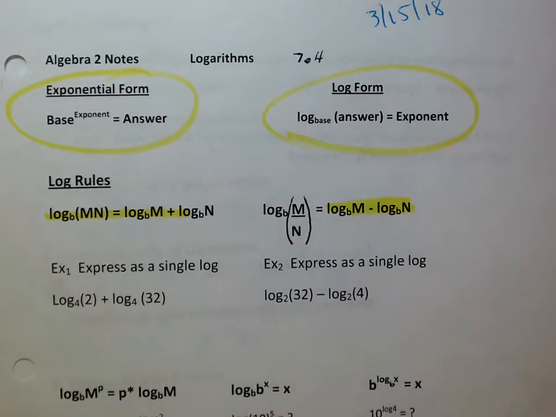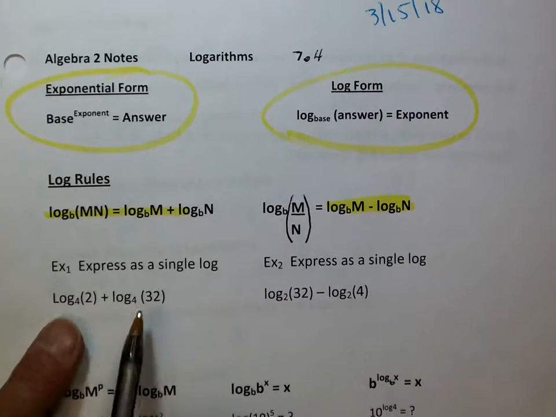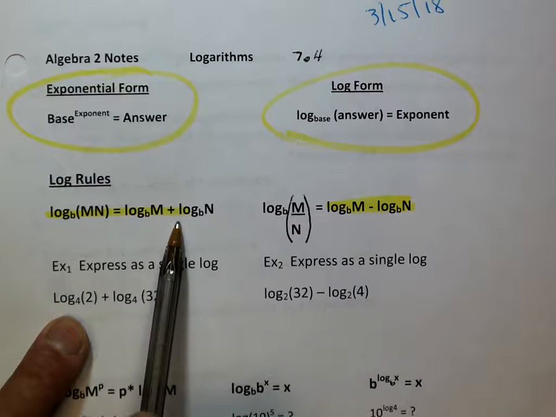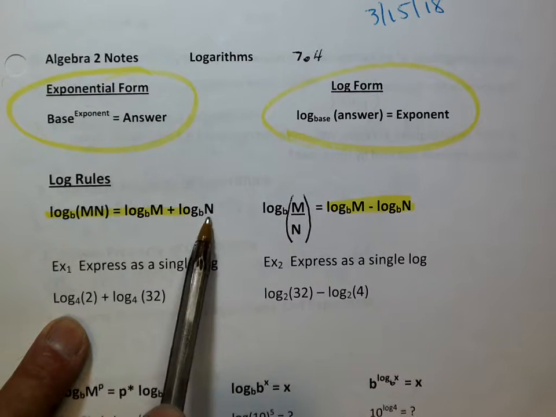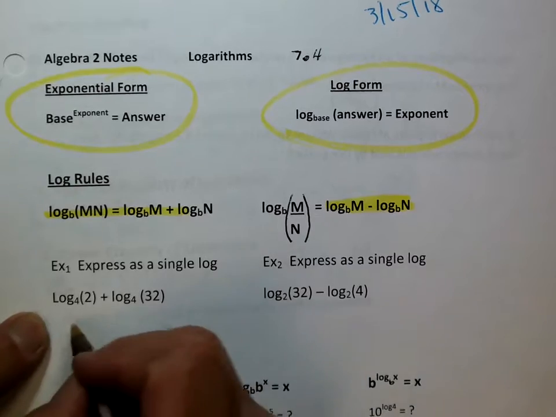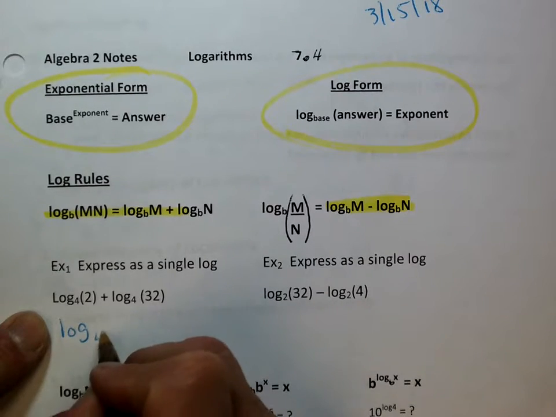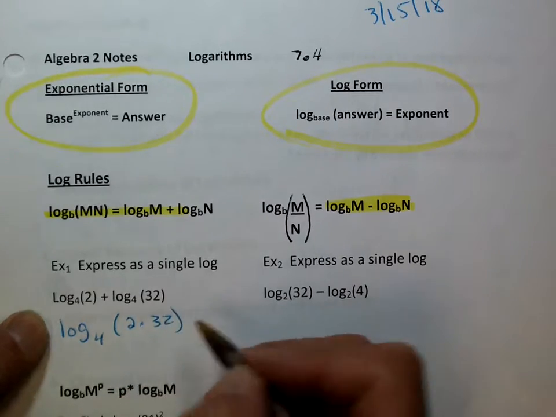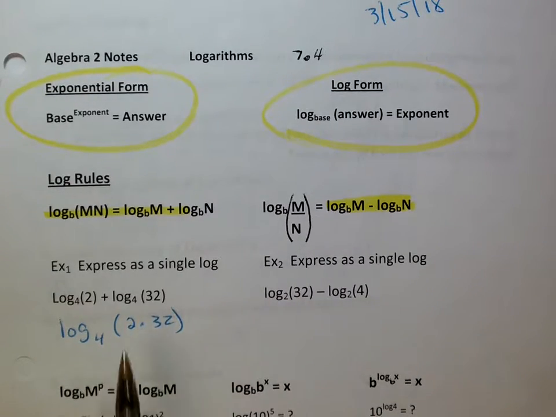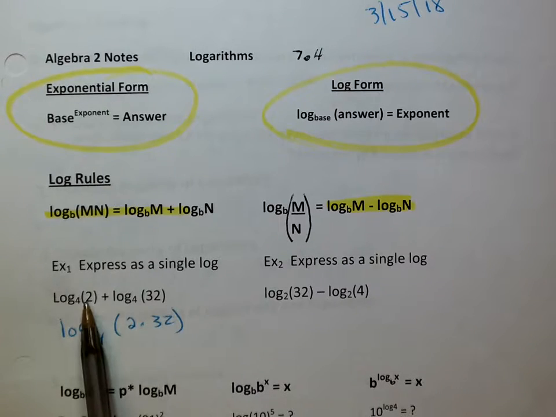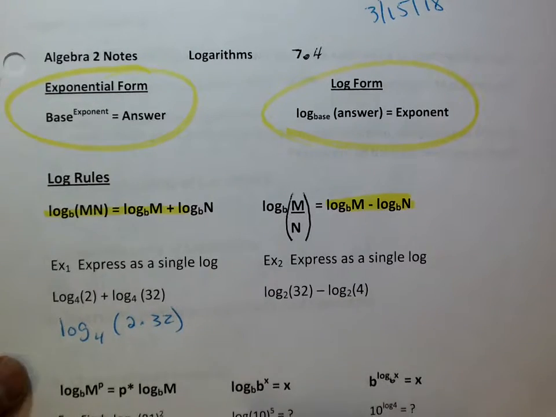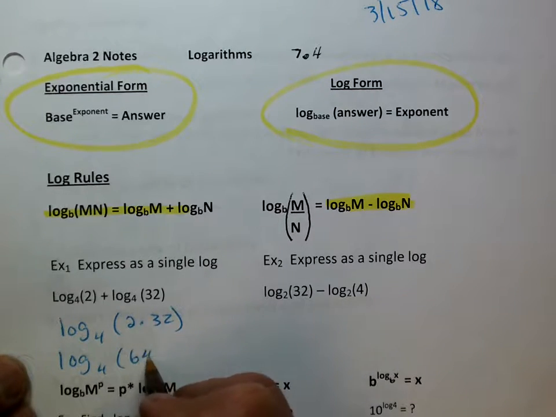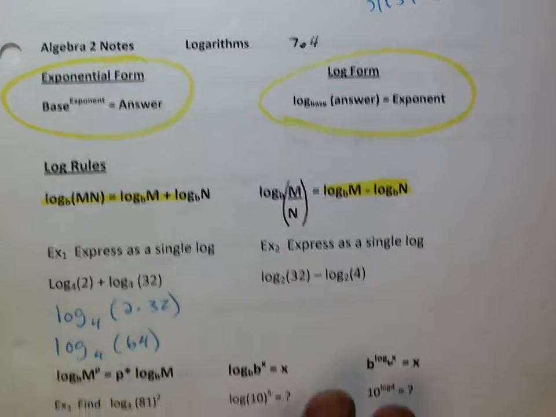So let's take a look at example 1. They do have the same base. We see a plus, so we're just going to apply this rule, but go backwards. We're going to rewrite this as a single logarithm: log base 4 of 2 times 32. All we're going to do is apply the rule. They have the same base, so we can combine it as 2 times 32, which is log base 4 of 64.